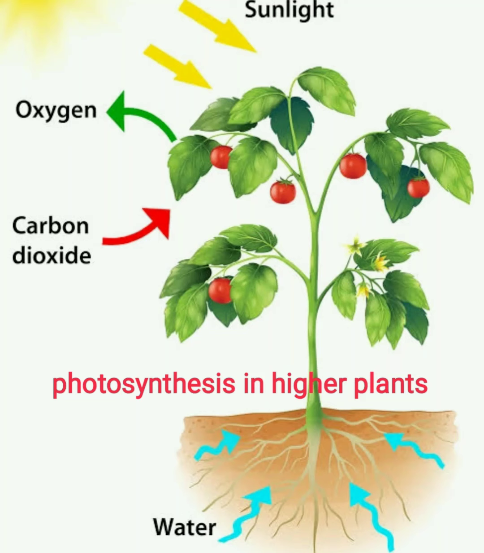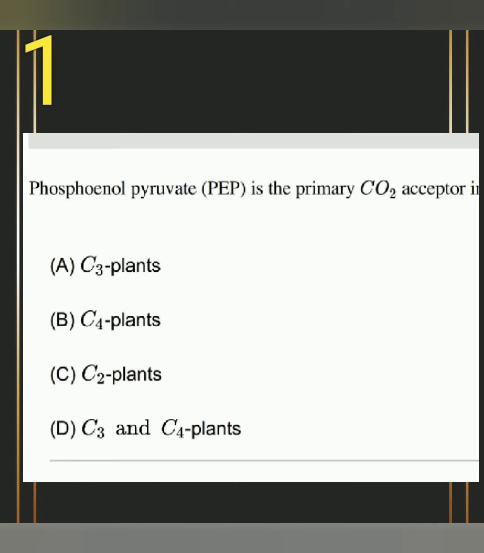Hello students, today our topic is photosynthesis in higher plants and the most important MCQ questions of this chapter. Phosphoenol pyruvate (PEP) is the primary CO2 acceptor in C3 plants, C4 plants, C2 plants, C3 and C4 plants. And the answer to this question is C4 plant.